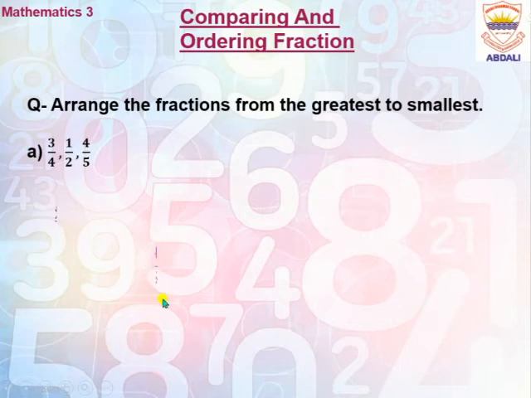Here we have 3 by 4, 1 by 2, 4 by 5. As you all know, the first step of comparing and ordering fractions is making the denominator the same for all the fractions. And for making the denominator the same, what do we do? Yeah, multiplication with a required number. Okay. So now let's think about it. Which number could we make in the denominator?